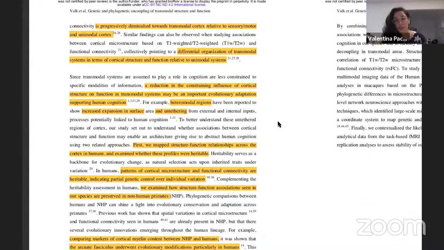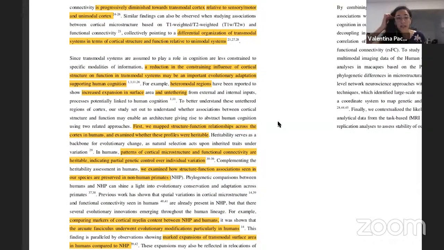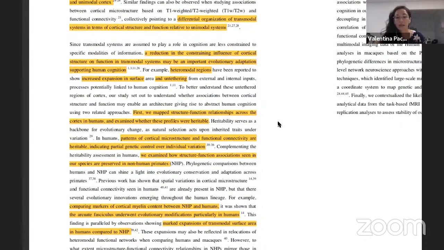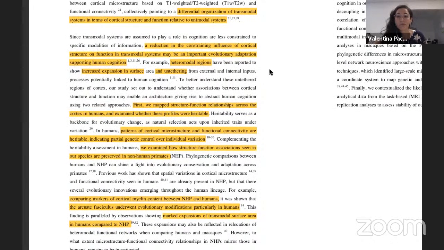The differential organization between transmodal and unimodal systems also reflects on the coupling of cortical structure and function. In particular, a reduction has been observed in the constraining of the mapping of transmodal functions on brain structures. And this is probably important for the evolutionary adaptation supporting specifically human cognition.